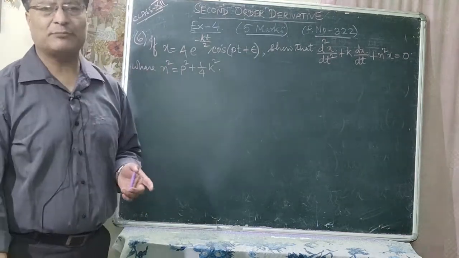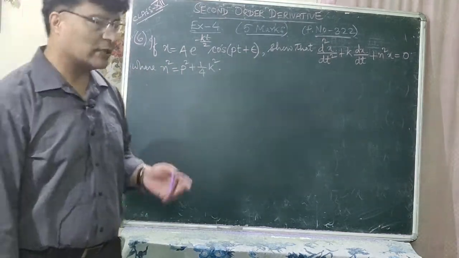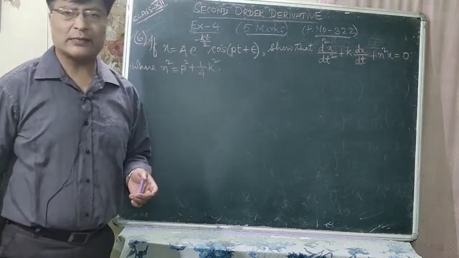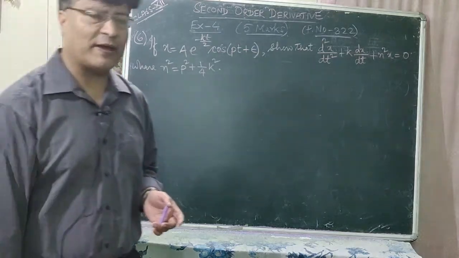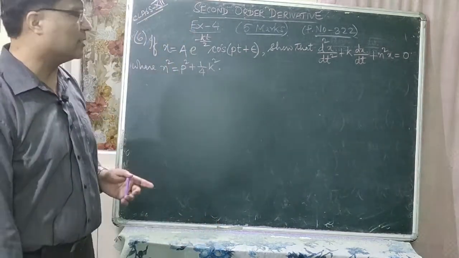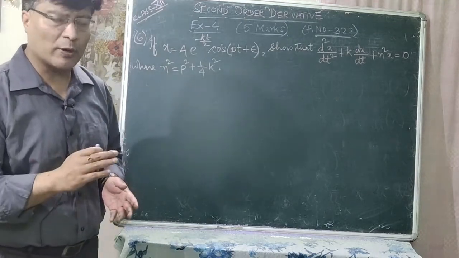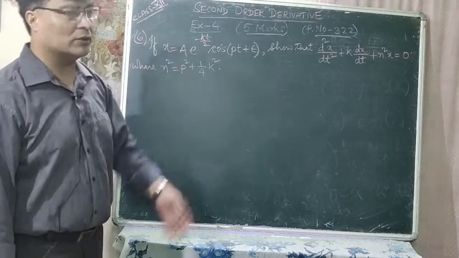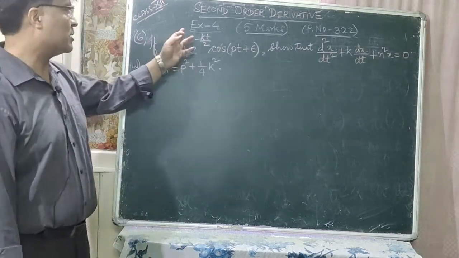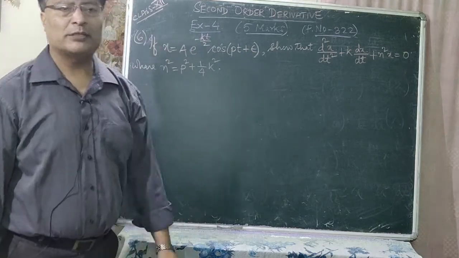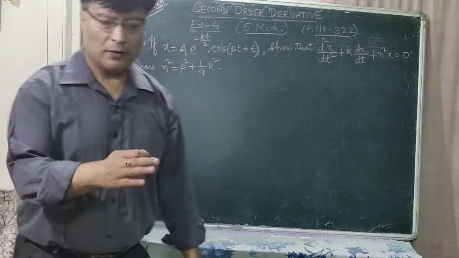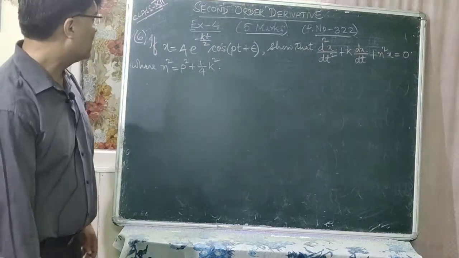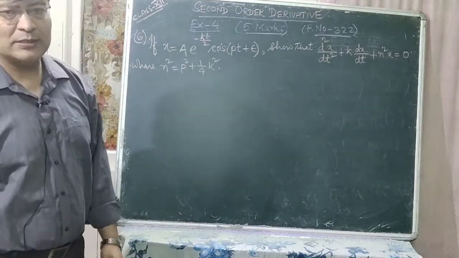The topic is the same topic that we were doing in the last online class, that is second order derivative. In the last online class also we did some problems from the 5 marks section in second order derivative. So today we will do more problems on this section, that is 5 marks. That is the chapter second order derivative. Same exercise 4, 5 marks, page number 322 from the book Higher Mathematics for class 12 by Sailendra. So let's start from question number 6.